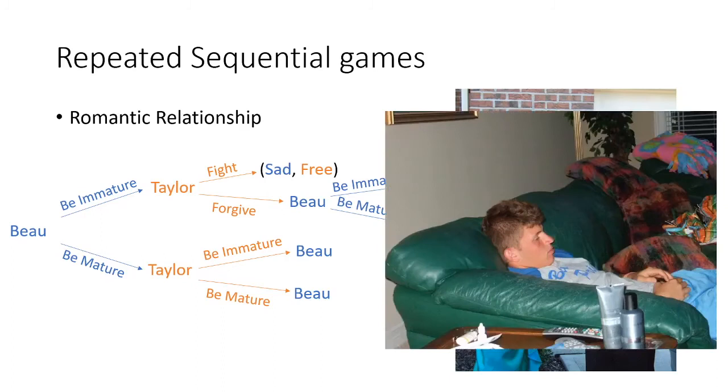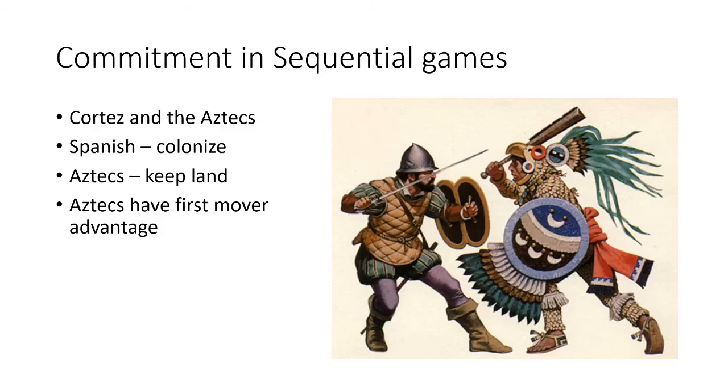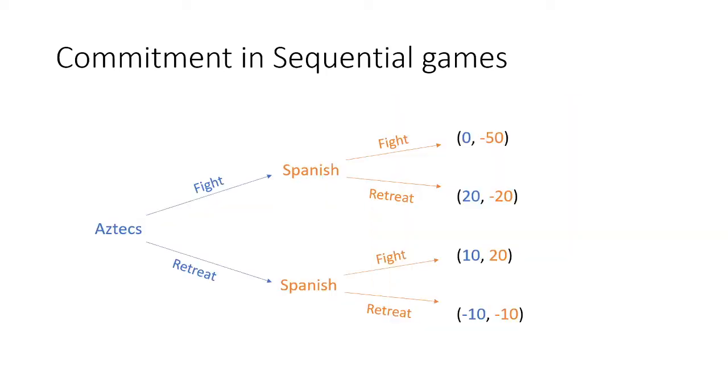The last thing I want to talk about is commitment strategy in sequential games. So for this example, we'll take a look at the Spanish coming to colonize Mexico. And the goal here, the Spanish want to get the land, and the Aztecs want to keep their land, so they're both fighting over the same land, but the Spanish are better armed. Okay? So here we have this game where the Spanish are landing, so the Aztecs are the first movers, and the Spanish and Aztecs can both choose to either fight or retreat and fight another day.